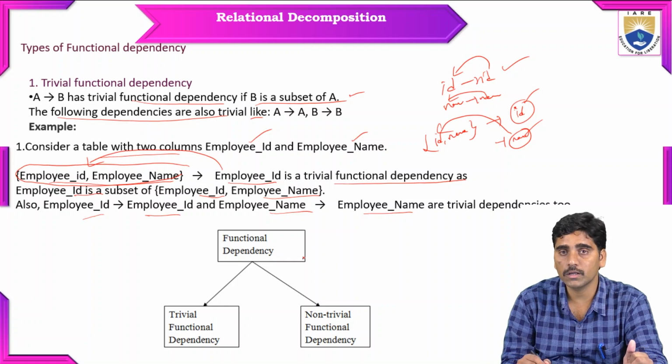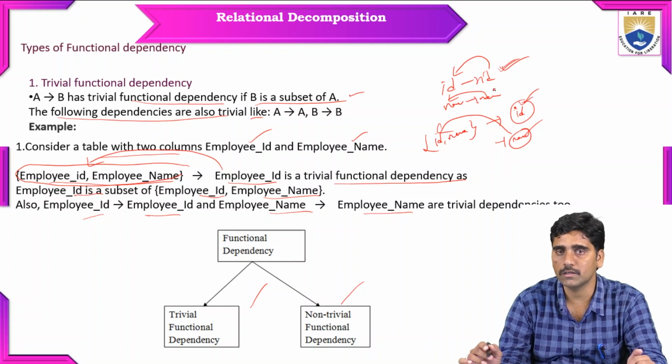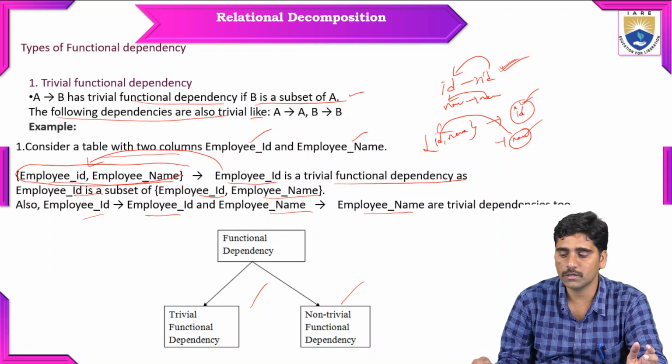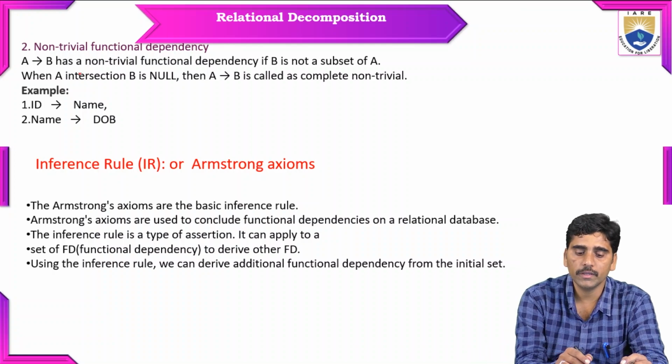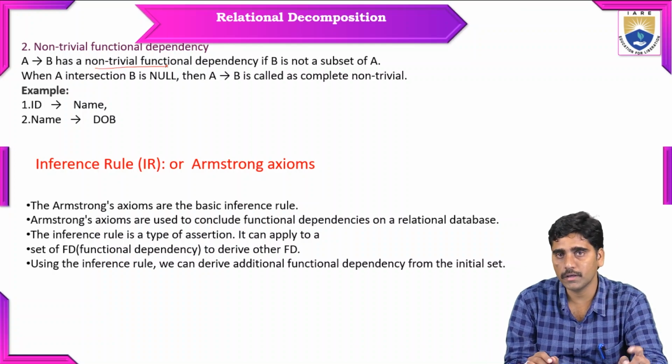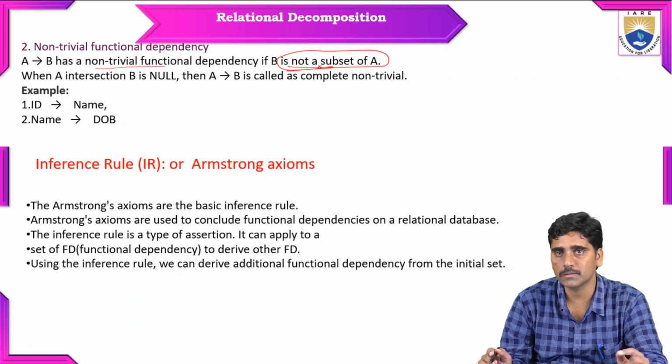So there are two types of dependencies. One is trivial functional dependency and the other is non-trivial functional dependency. So till now we discussed the trivial functional dependency: any attribute that is a subset of a value will be depending on that attribute. And the second one is non-trivial functional dependency. A tends to B is a non-trivial functional dependency if B is not a subset of A.